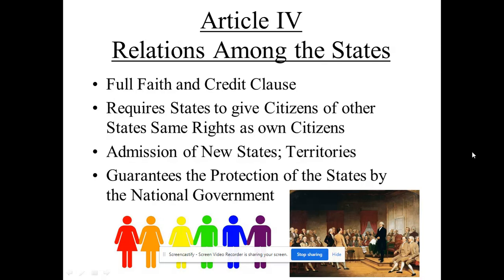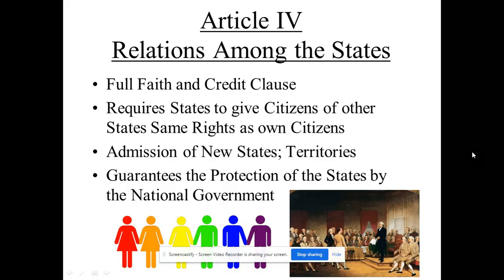The next one says to require states to give citizens of other states the same rights as their own citizens. So no state can discriminate against the residents of any other states. So you have a right to pursue a job in another state or to purchase property in another state, that kind of thing. The next one is admission of new states.